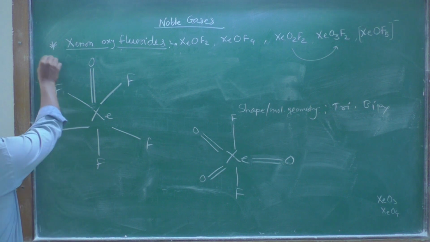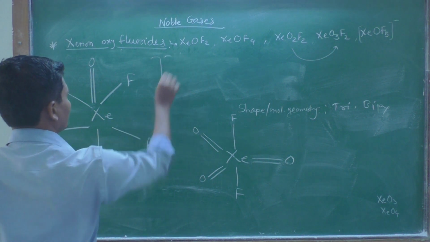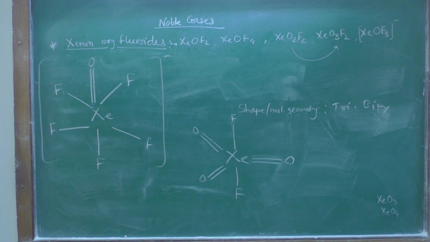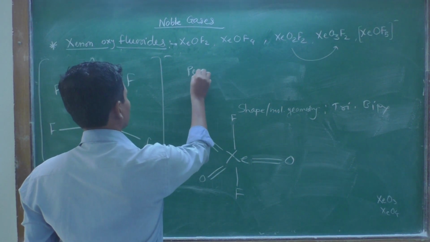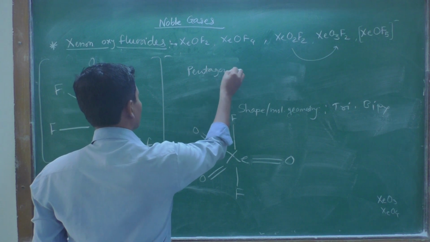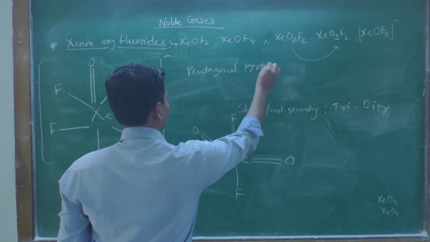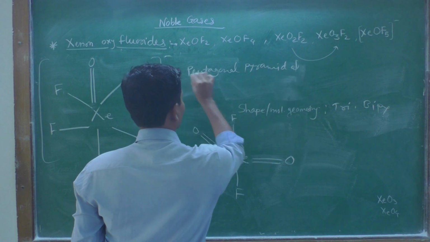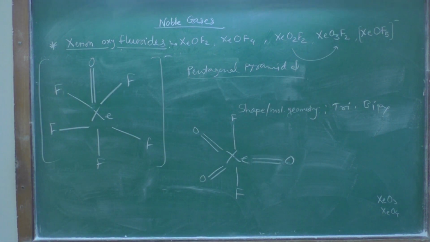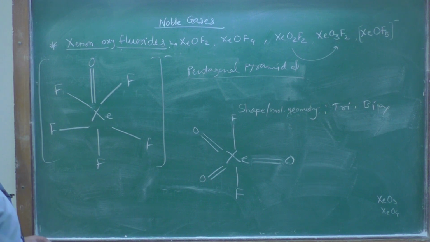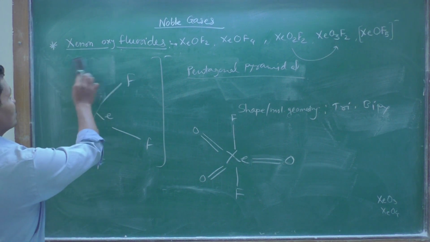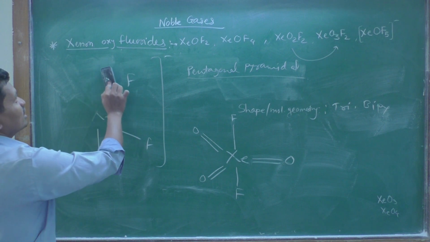And as well there is the presence of 1 negative charge on this anion. So we can write that the structure of the molecule is pentagonal pyramidal. This is the shape of the molecule, pentagonal pyramidal, okay. Such structures can be asked in your examination for drawing or identifying, okay. Now these are xenon oxyfluorides.